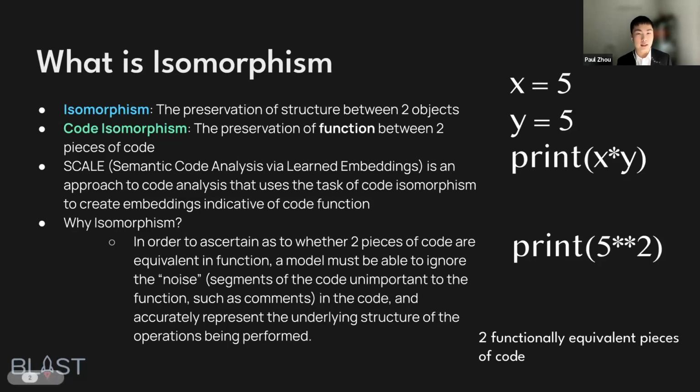Our two approaches to SCALE, semantic code analysis via learned embeddings, use code isomorphism to generate embeddings relative to code function. We use isomorphism for this specific task of determining code semantic similarity due to the existence of so-called noise in the code, which are unimportant snippets and have no effect on the code's function. We aim to extract the important features, which are the underlying functions of the code, through this noise, which is achieved most efficiently through code isomorphism.